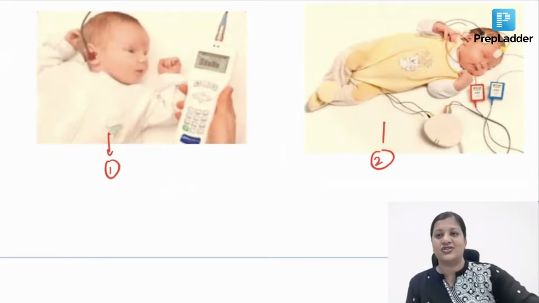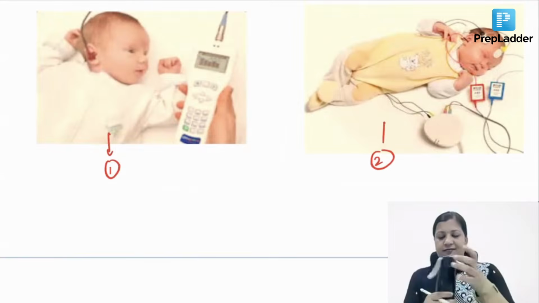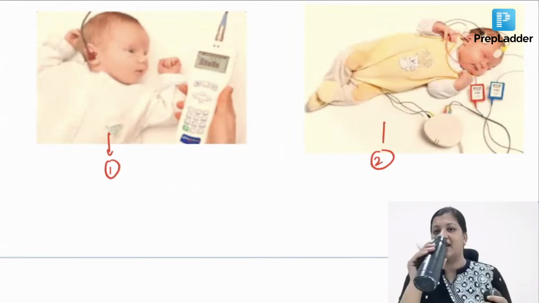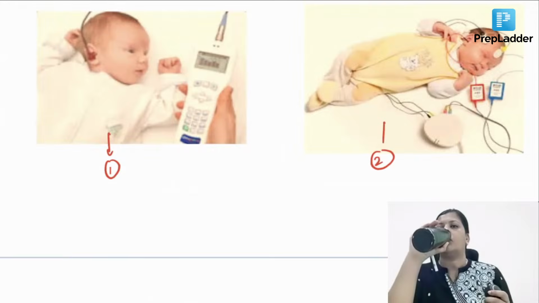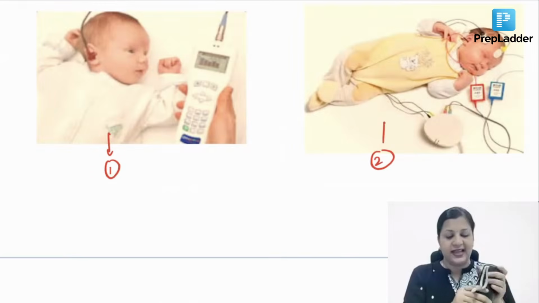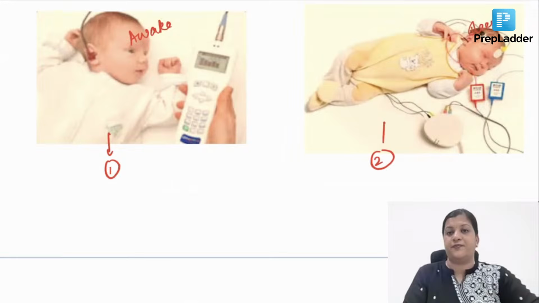Now look at this image 1 and image 2 and tell me what are the investigations being done in these children. What is image 1 showing? What is image 2 showing? Which one is otoacoustic emission and which one is BERA? Yes. So image 1, see the child is awake. Image 2, the child is sleeping, right?